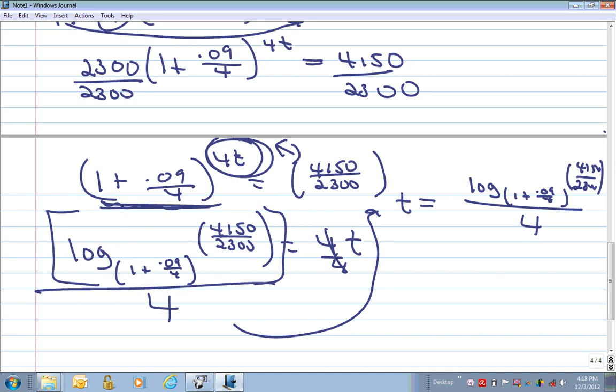All divided by 4. So putting that in the calculator is going to be a little tricky. So I am going to do a couple of things here and see what happens. If I take 0.09 and divide it by 4 and add 1 to it, for this part right here I would have log, and I would have 1.0225. And I'm going to take that 4150 and divide by 2300.